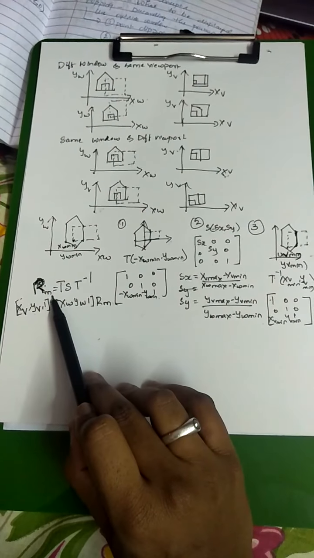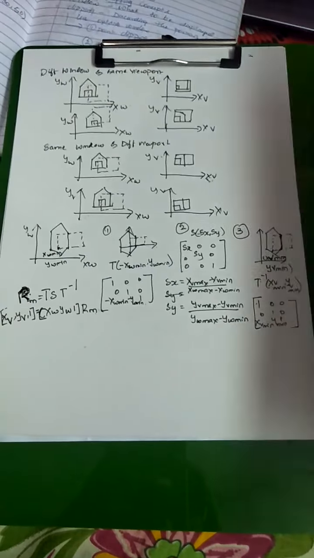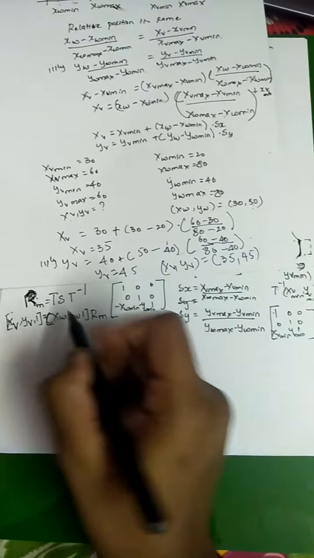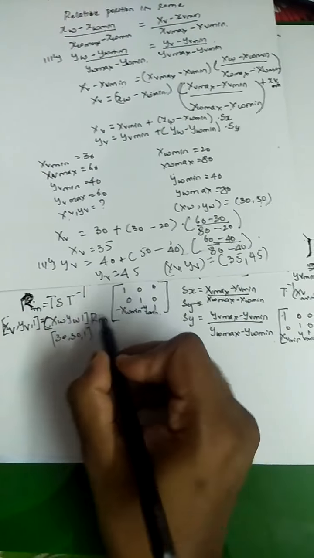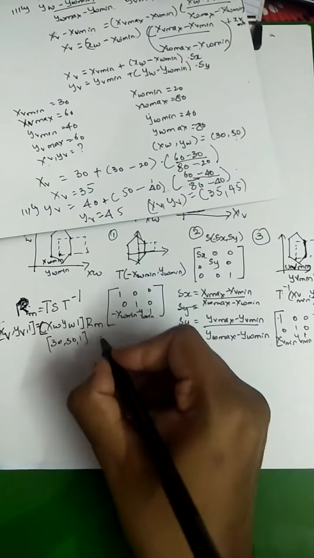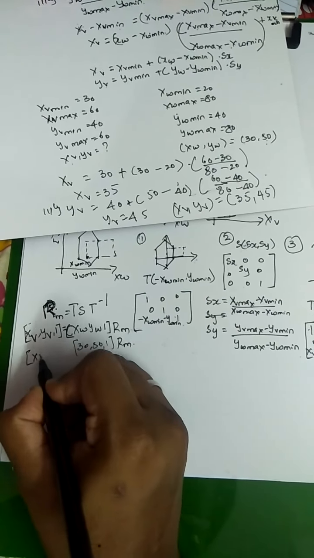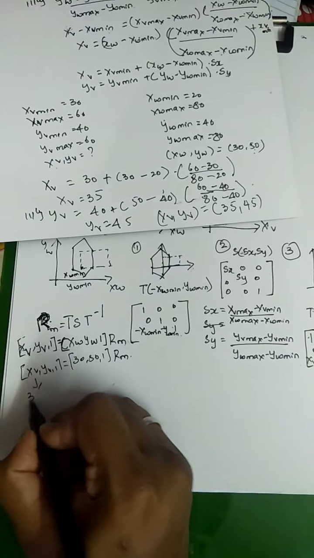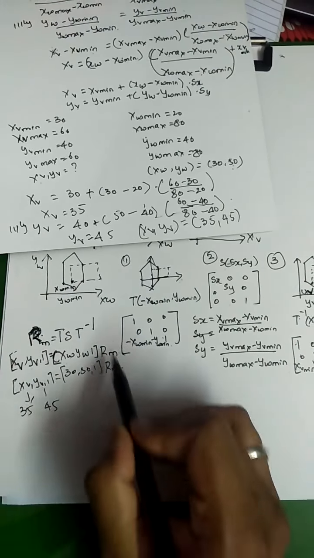it takes this RM. So with this, as we saw in this example, it takes 30, 50 and 1 multiplied with all these three matrices, and we get xv and yv, that will be 35 and 45. So this will be fed to the system.